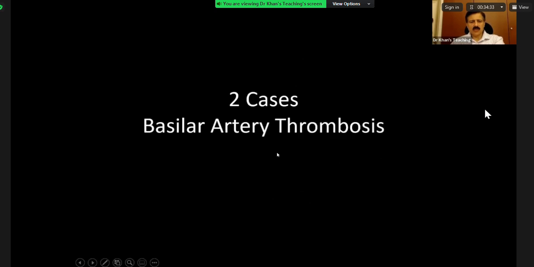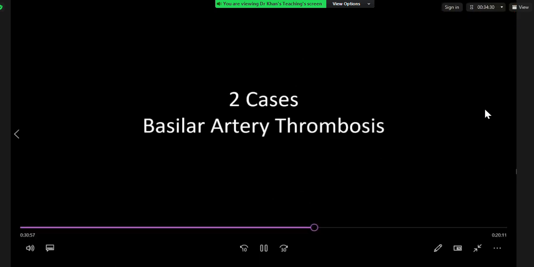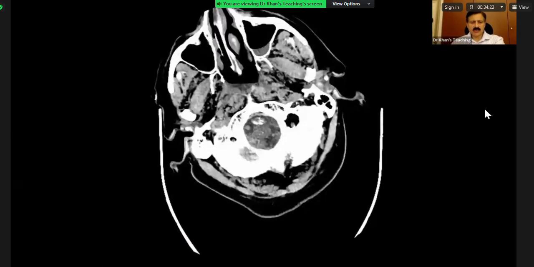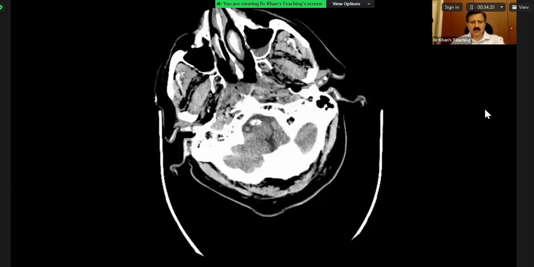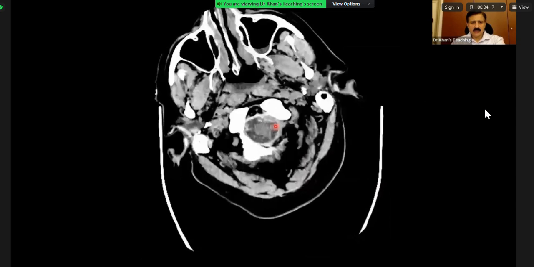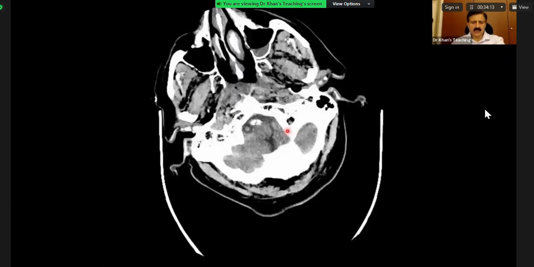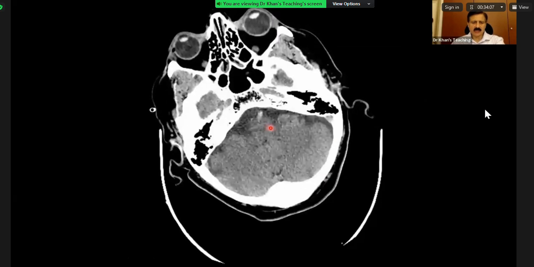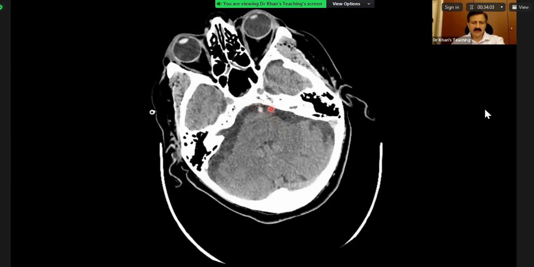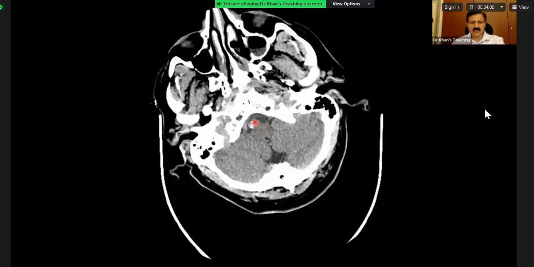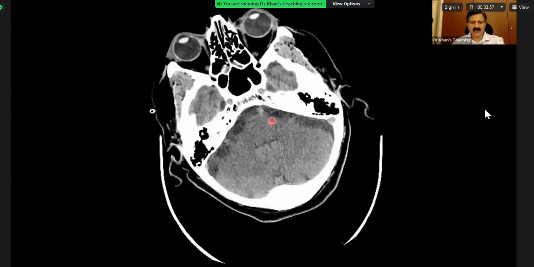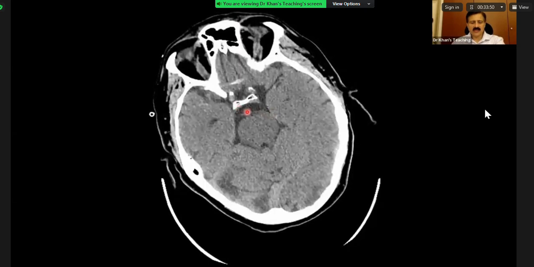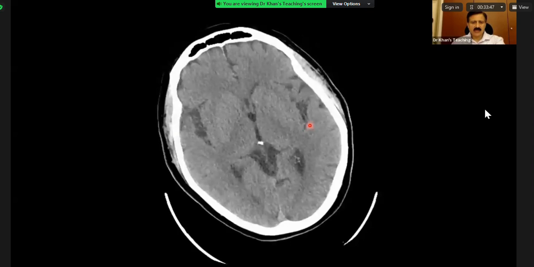Candidate 8, can you see these two cases of basilar artery thrombosis on your screen? Yes, I can see them. Okay, so I'll go through them. Now, in this particular case, there is vertebrobasilar dolichoectasia, where there are dilated vertebral arteries as well as the basilar artery. But here, you are a bit confused. Is there a thrombus or is there calcification? But as we come here, there is definite high density, and then it becomes normal density.